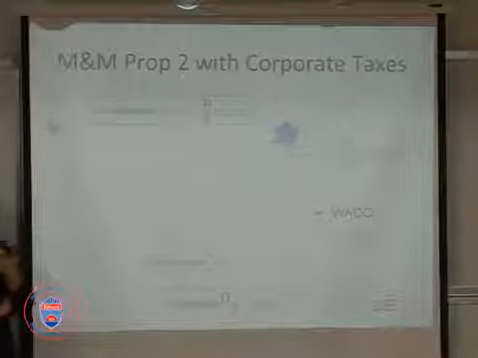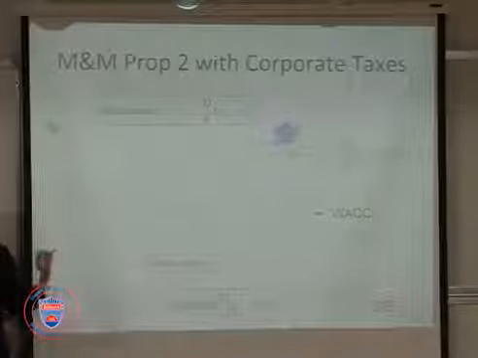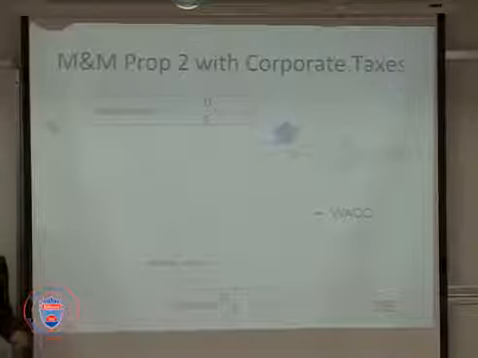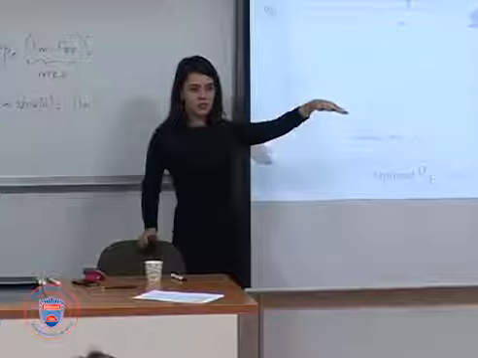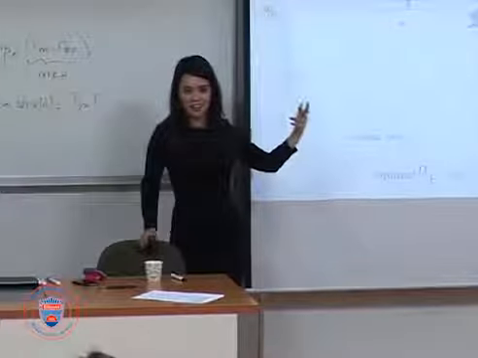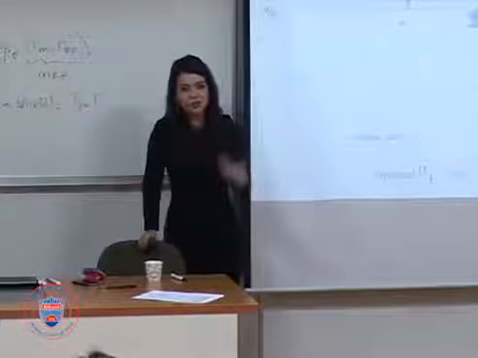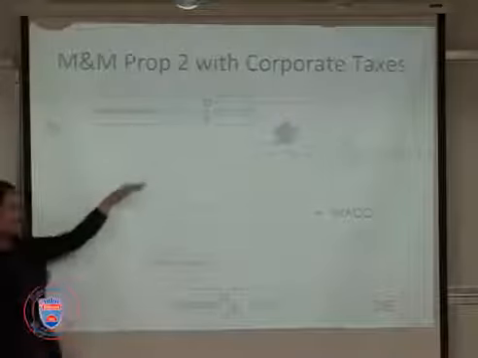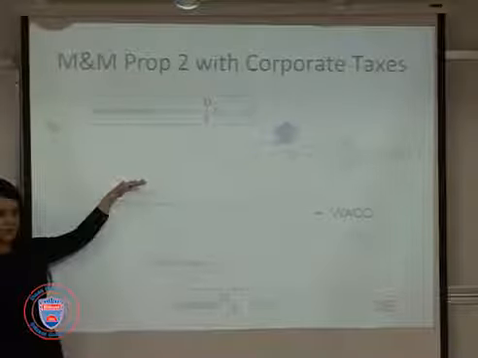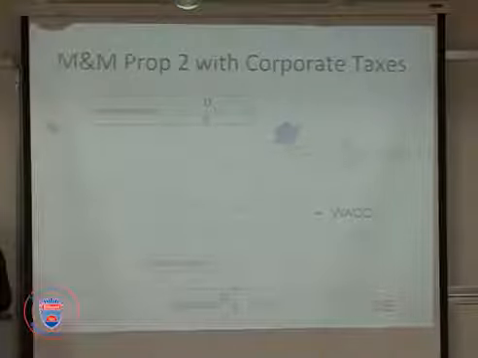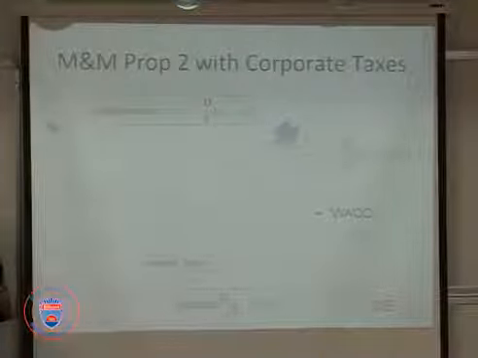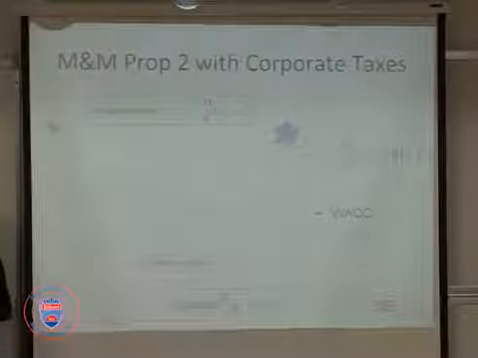The only thing that is saying is M&M proposition 2. If you increase debt, weighted average cost of capital will decrease. That's the only thing this graph is saying actually. And of course, because of debt, the slope of cost of equity changes, and where cost of debt is shown changes. That's it. Any questions?